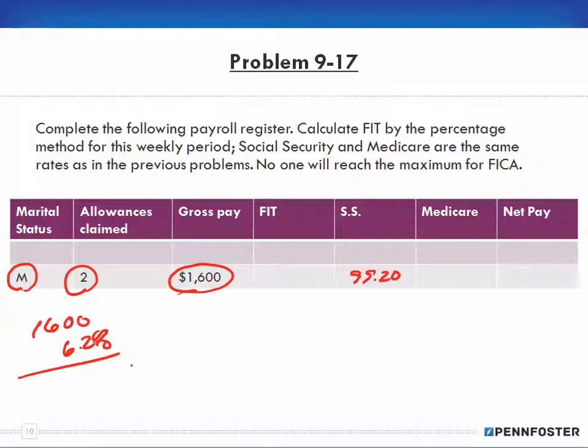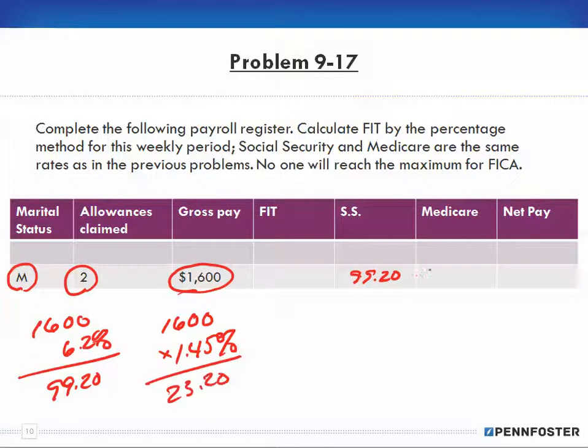Medicare, that's $99.20. Medicare is 1.45%, so 1,600 times 1.45% is $23.20. So Medicare is $23.20.